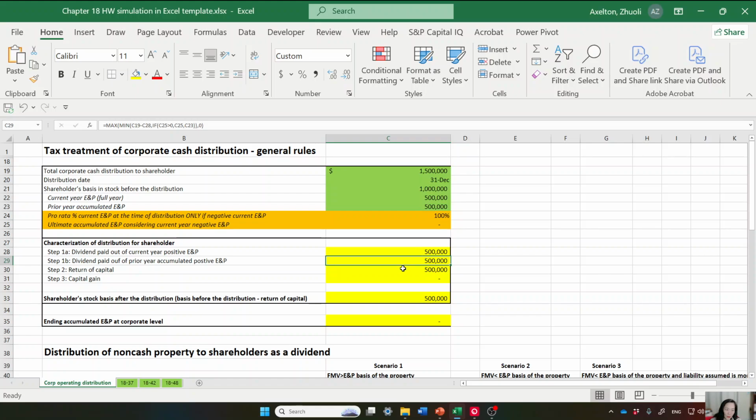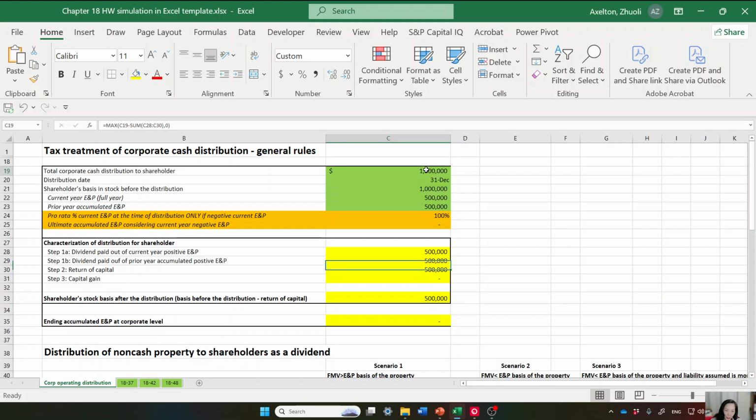Then the rest of the 500,000 will be used to compare against the shareholder's basis. So in this case, again, I'm looking at shareholder's basis versus my remaining amount of distribution. In this case, the smaller of the two is the remaining amount of distribution, that's 500,000. So that's the return on capital. There's nothing exceeding the return on capital, then there's nothing allocated to the capital gain, right?